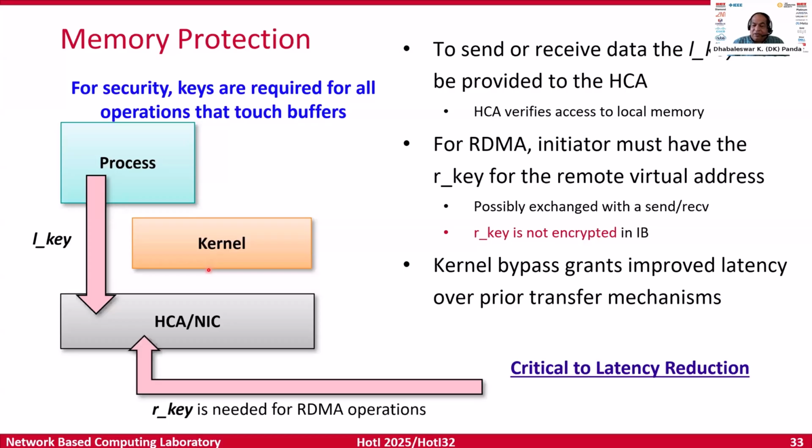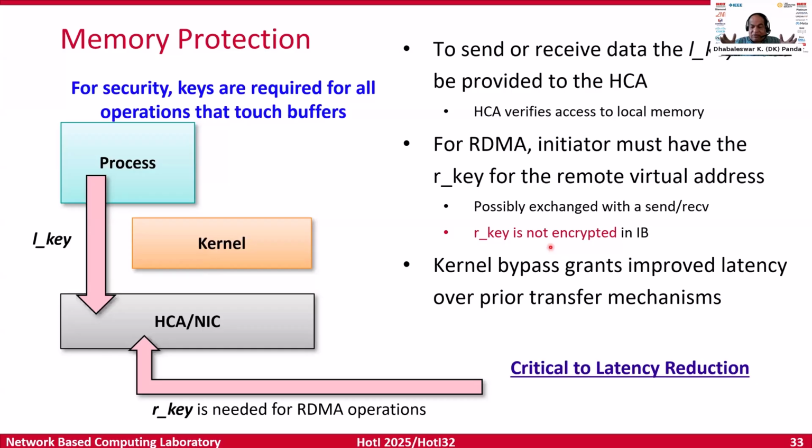But if you are trying to do a one-sided operation from a remote, then you will see that the remote process not only sends the data, it has to actually send the R key. Okay. And of course, you have to do some exchange of the R key at initialization time. And this is where, when InfiniBand started in the very beginning, this R key was not protected or not encrypted.